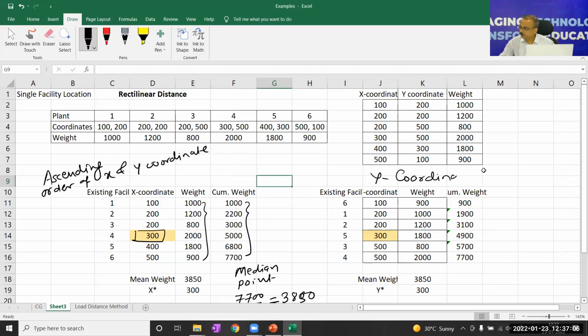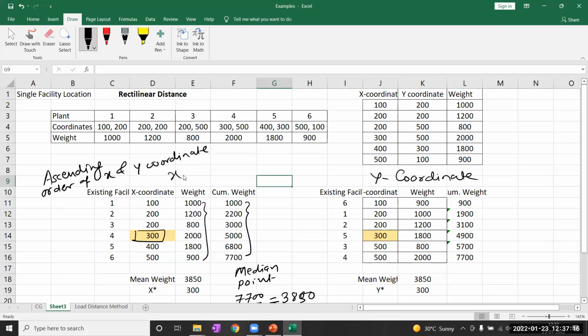So this is for the Y coordinate and this is for X. So always we should consider the higher value only, not the nearest value. Yes, on the higher side.